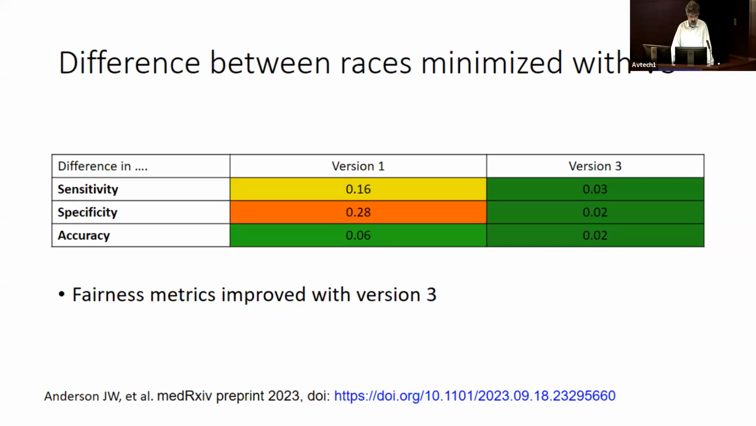So in version 1, we hadn't looked at sensitivity and specificity. We had focused on overall accuracy, and you could see that from version 1 to version 3, the fairness has improved, and we're close to no difference now. So changing the tool did make it more fair.